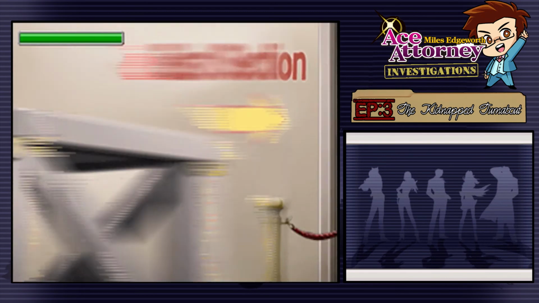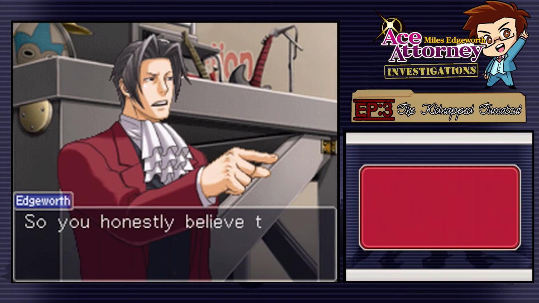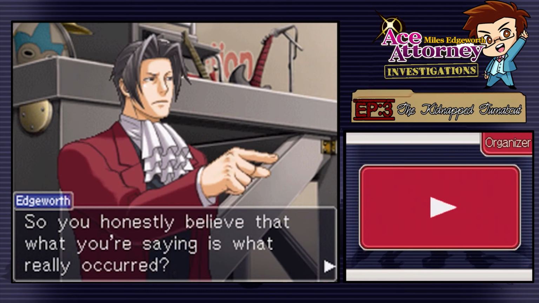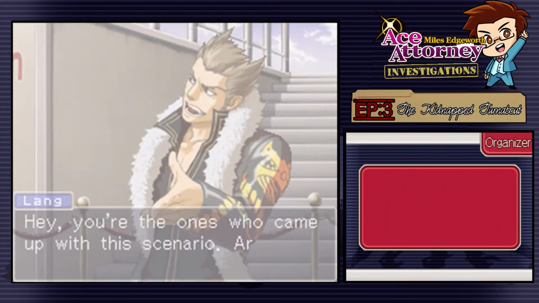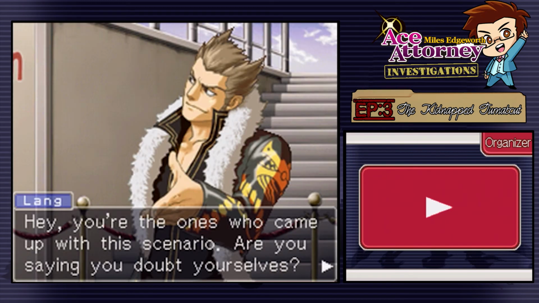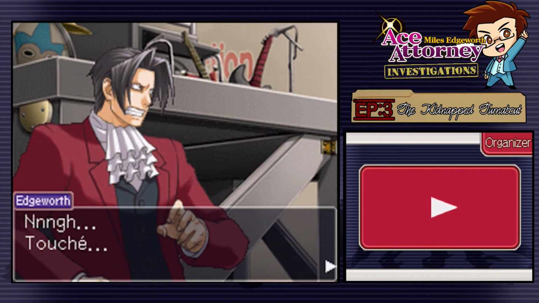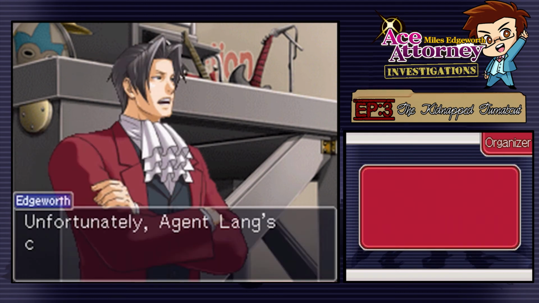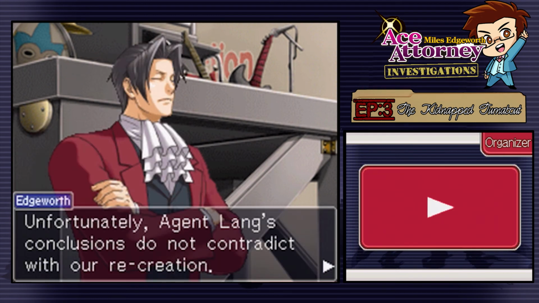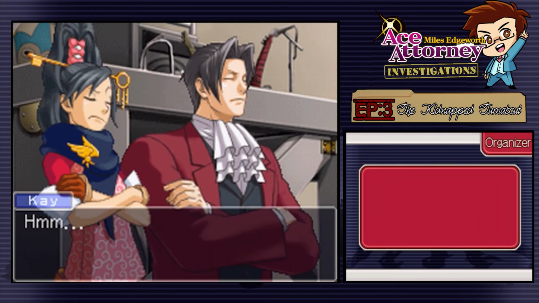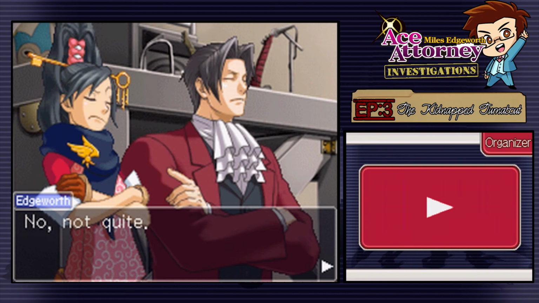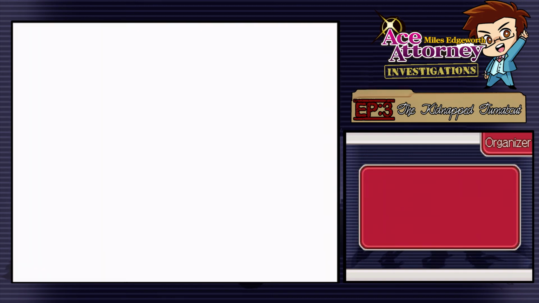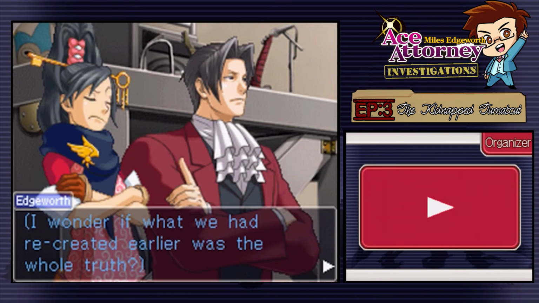Hold it! So you honestly believe that what you're saying is what really occurred? Hey, you're the ones who came up with the scenario. Are you saying you doubt yourselves? Touché. Unfortunately, Agent Lang's conclusions do not contradict our recreation. Then does that mean it all went down just as he says? No, not quite. I wonder if what we had recreated earlier was the whole truth.